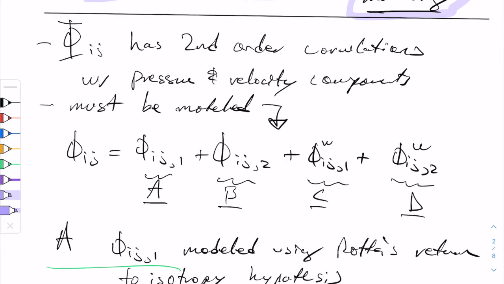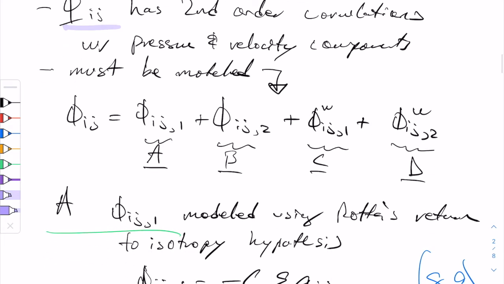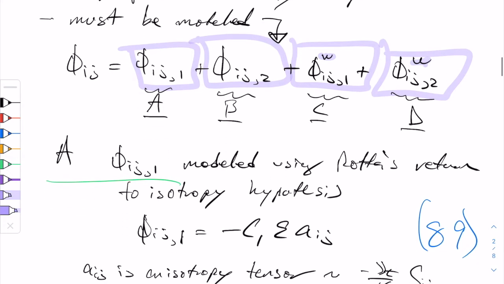Let's look at the second term. You'll see that this has second order correlations with pressure and velocity components, which must be modeled. And it's proposed to expand out phi ij into 4 terms. The first one, phi ij1, 2, and then phi ij1 and 2 at the wall. That's what the superscript wall means. That's not a power.